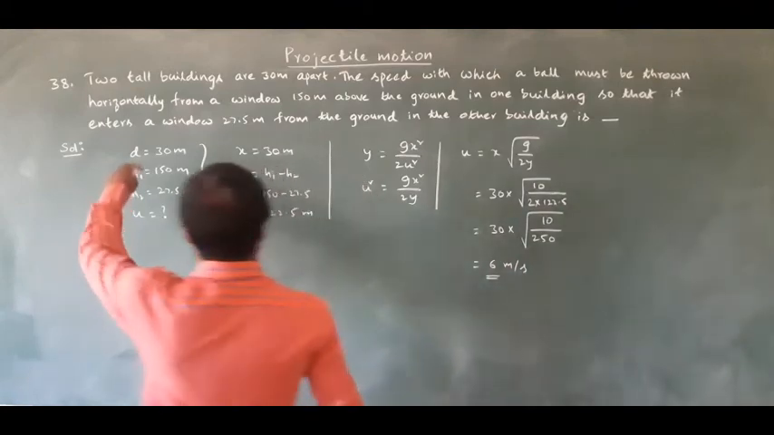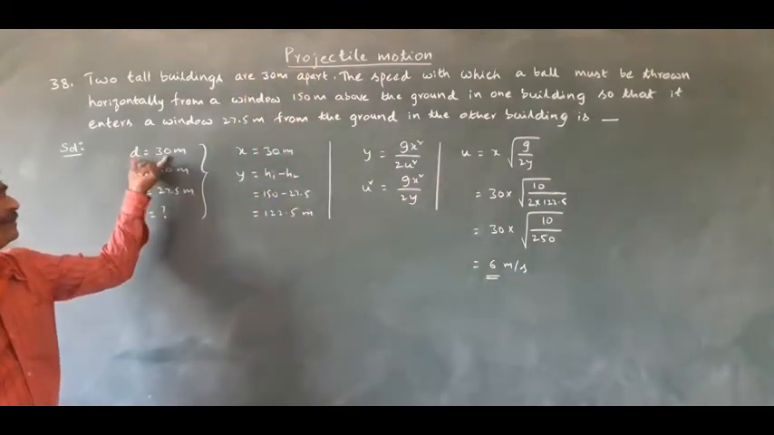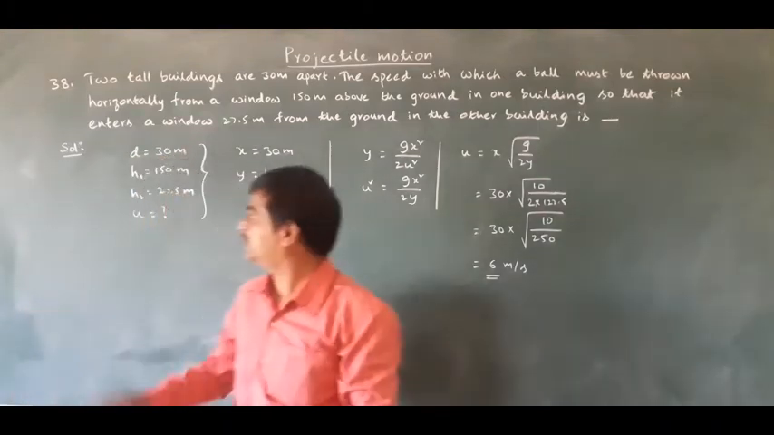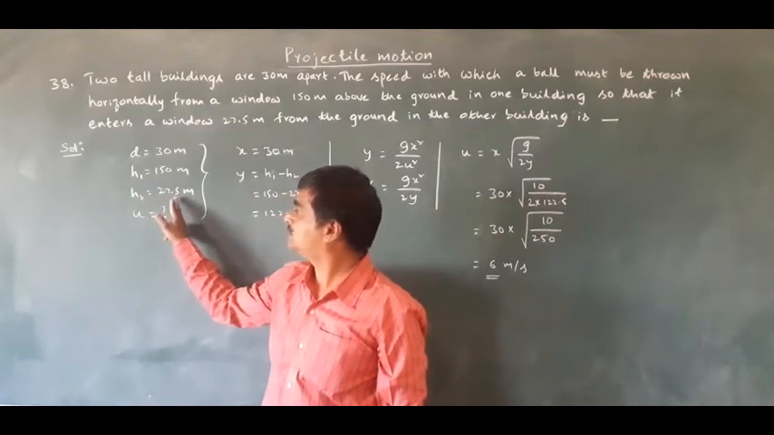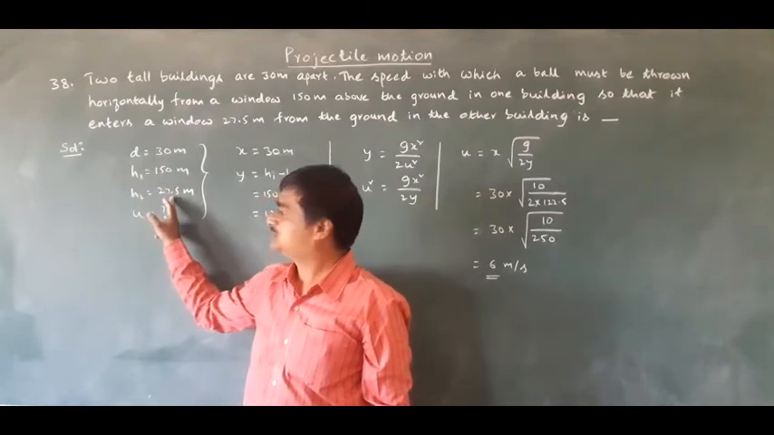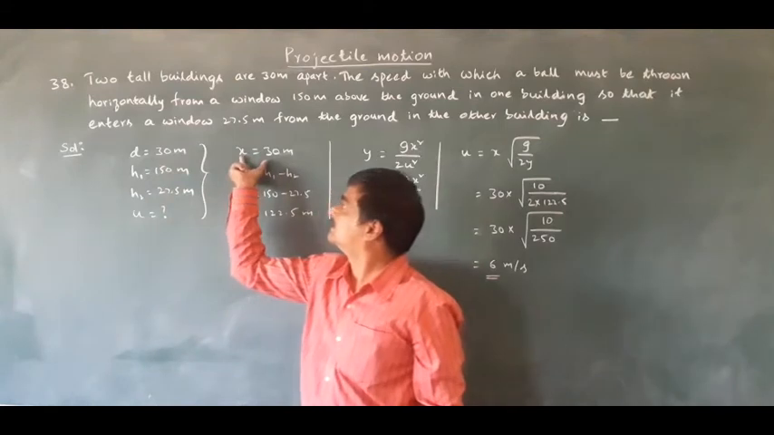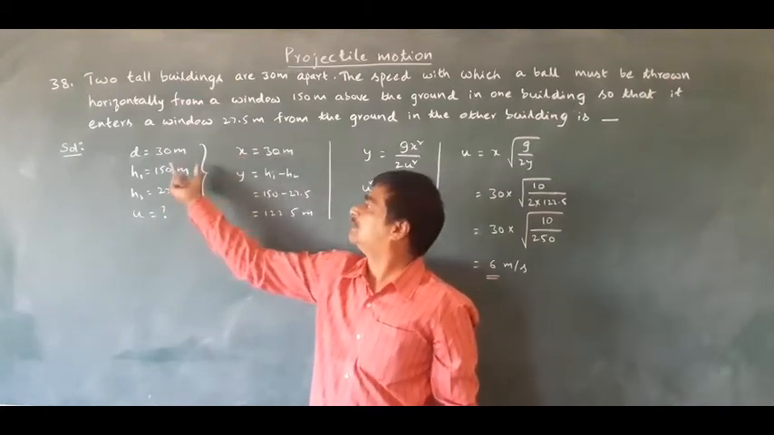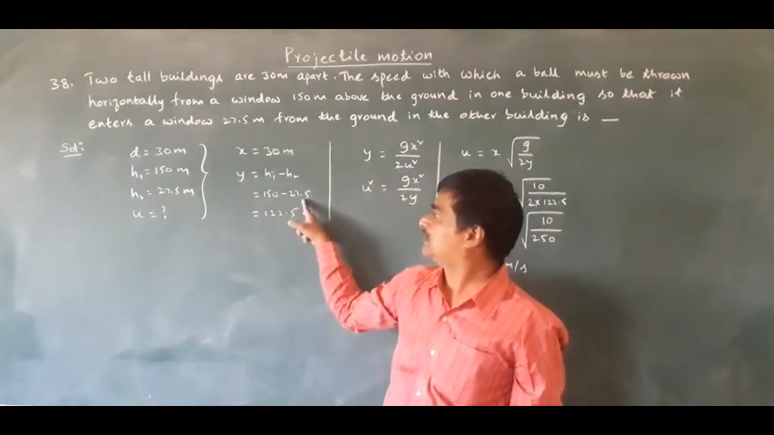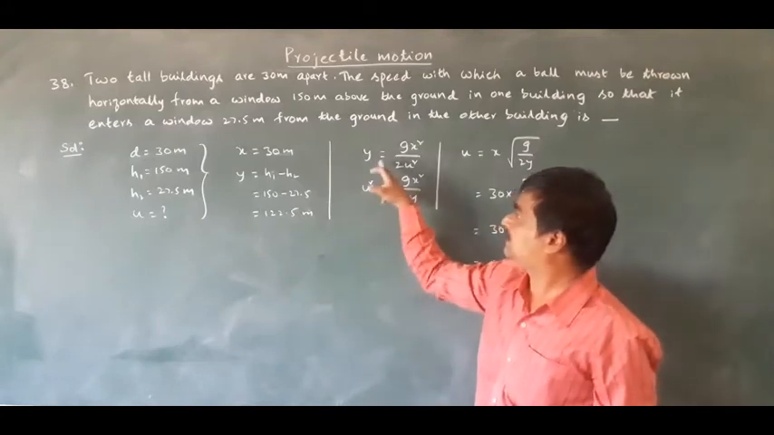The distance between the buildings is 30 meters. Height of the window in the first building is 150. Height of the window in the second building is 27.5. What is the velocity so that it can reach this window? That is horizontal, that is nothing but x distance, which is given as 30 meters. Y distance becomes the difference between these heights, 150 minus 27.5, that is 122.5 meters.